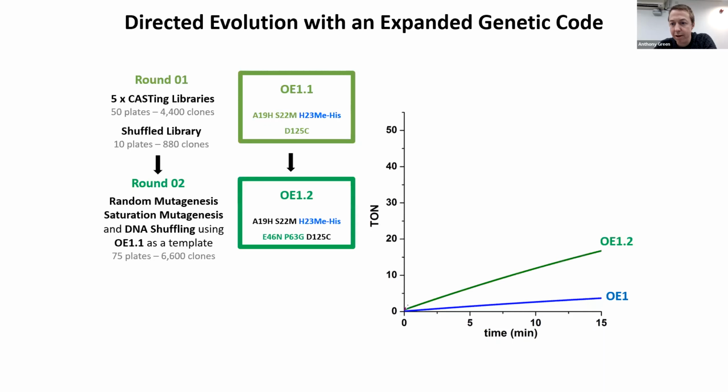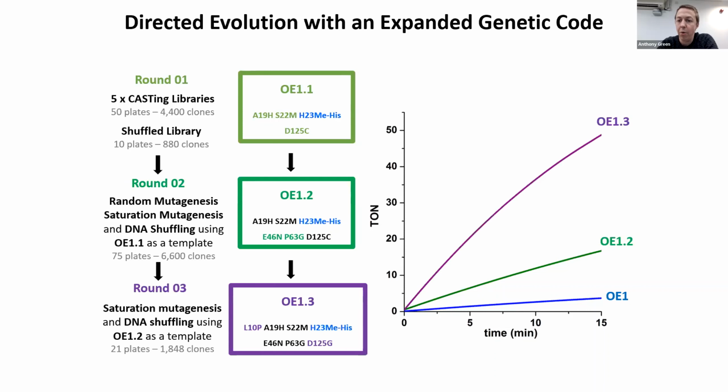I won't go into too much detail, but you can see the early rounds were difficult because you're with low activity and low expression, fighting against cellular background. But then you can start to make quite substantial gains in directed evolution. And I think here we stopped, because this was a proof of concept study for us, after introducing, I think, 7 or 8 mutations into the protein.